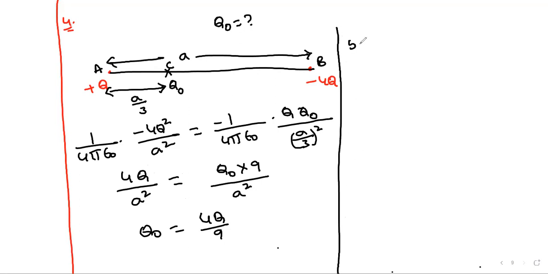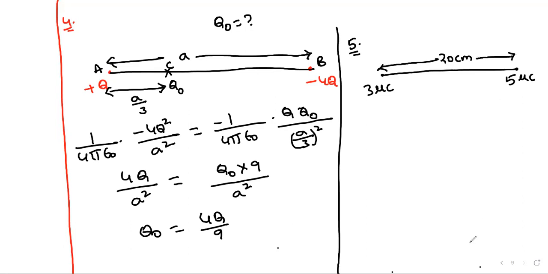And the last application. If we have two charged particles having charges 3 microcoulomb and 5 microcoulomb, separated by a distance of 20 centimeter, we have a force F air. If it is placed in a dielectric of constant 10, then find F medium.